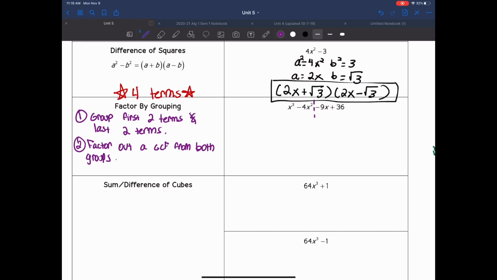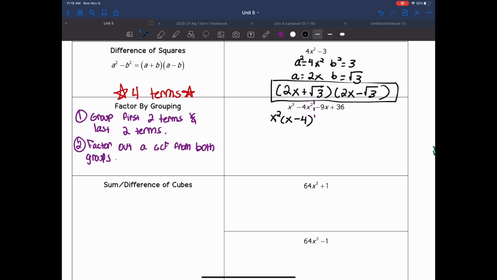So if we factor out a GCF from both groups, let's look at that first group, x cubed minus 4x squared. If I want to factor out a GCF, well, I know that both of these have x squared in common. So if I was to pull an x squared out, I would have x cubed divided by x squared is x to the first. Negative 4x squared divided by x squared is negative 4.